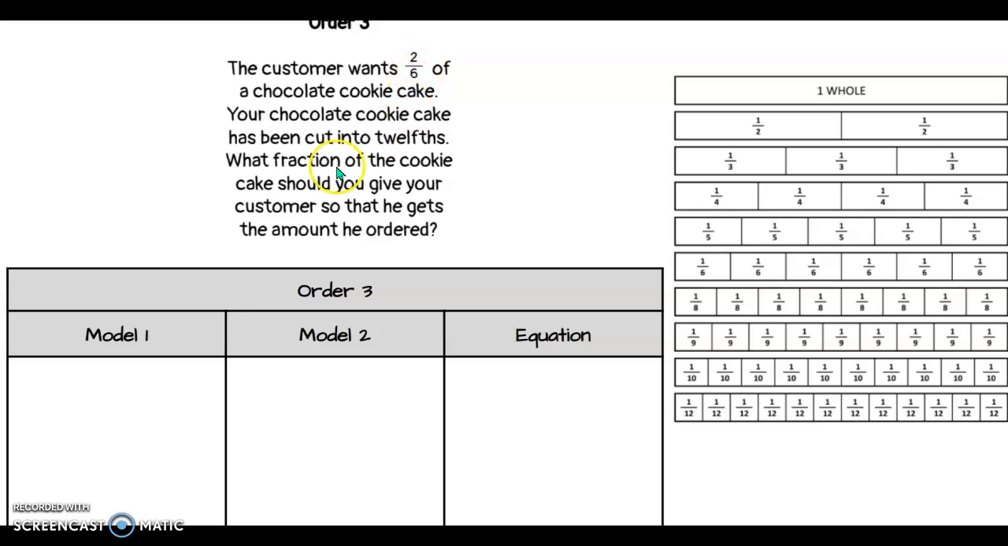Well, I know it's 2/6. So for my first model, I'm going to cut it into 6ths. So I draw it line to line, and I break it into 6 equal parts, and I'm going to label it 1/6, 1/6, 1/6, 1/6, 1/6, and 1/6. But my customer doesn't want 1/6, they want 2/6. So I'm going to color in my 2/6, and of course I'm going to label my picture.